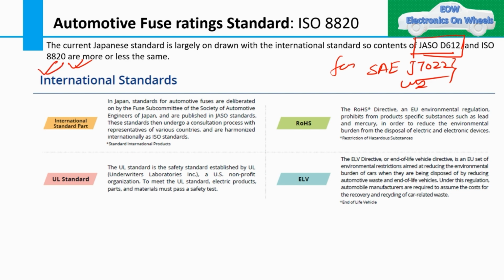So I hope you are clear on what fuse standards we are using for the selection of the fuse. ISO 8820 as an international standard, and after that we have the region-wise ones, like Japanese, then DIN, and then we have the US standard. For Japanese we are using D612, and for the US we are using J7022.